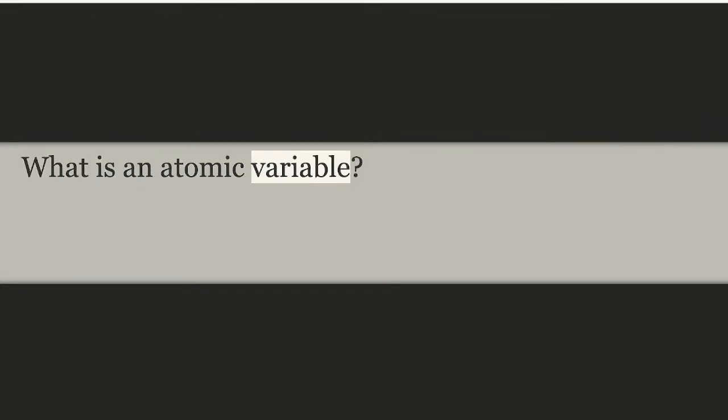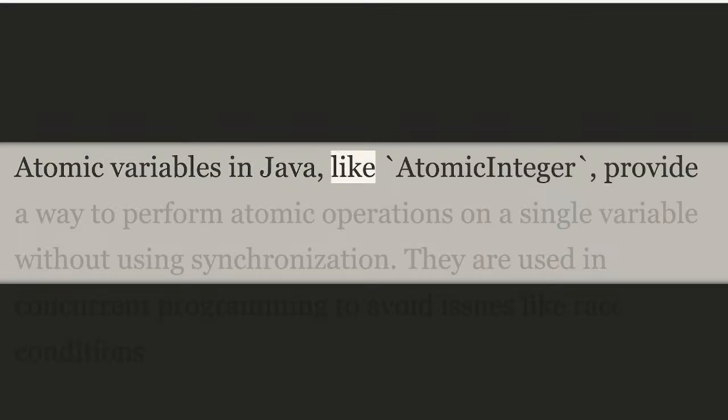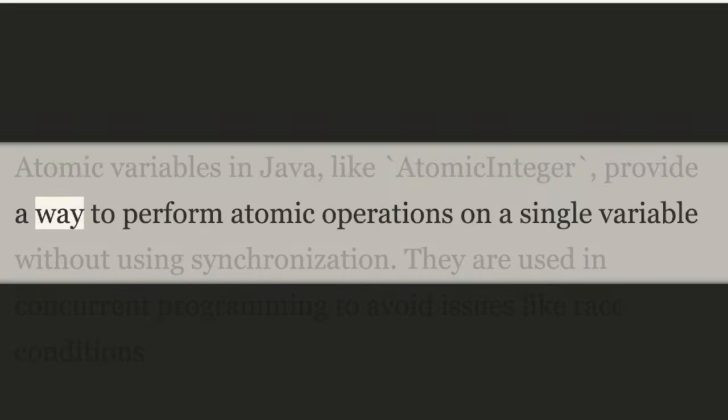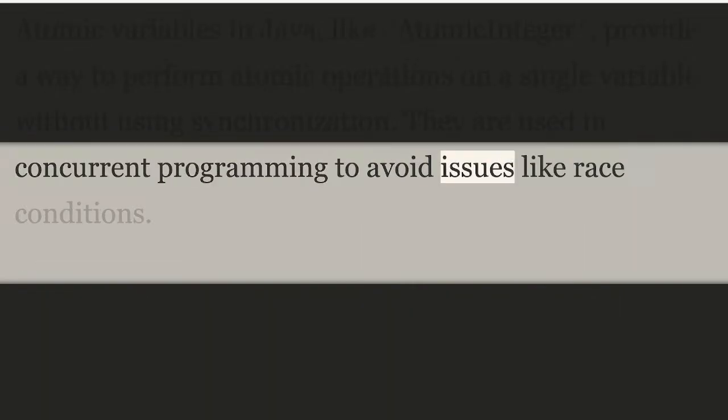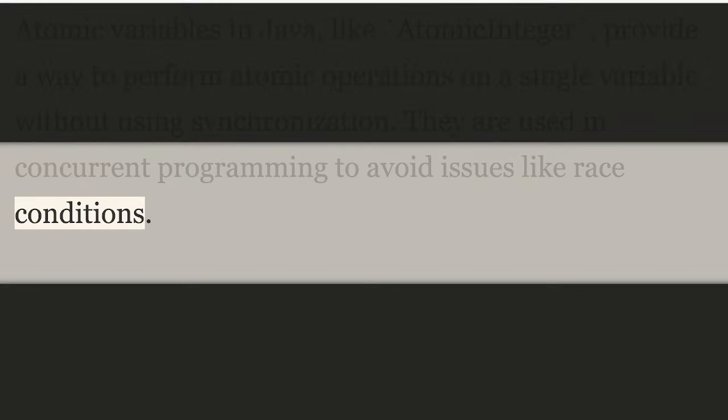What is an atomic variable? Atomic variables in Java, like AtomicInteger, provide a way to perform atomic operations on a single variable without using synchronization. They are used in concurrent programming to avoid issues like race conditions.